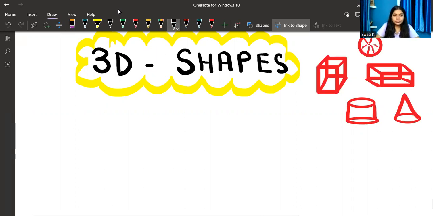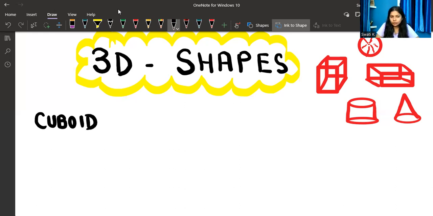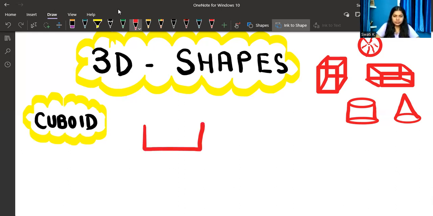So the very first thing that I'll make you understand about is the formulas, right? So let us first talk about cuboid. In this particular video, I'm just going to talk about cuboid and cube. Later, I'll make another part, in which I'll make a video on the other 3D shapes as well. So cuboid, we know that cuboid is a 3D shape made up of rectangles, right? So this is a cuboid.